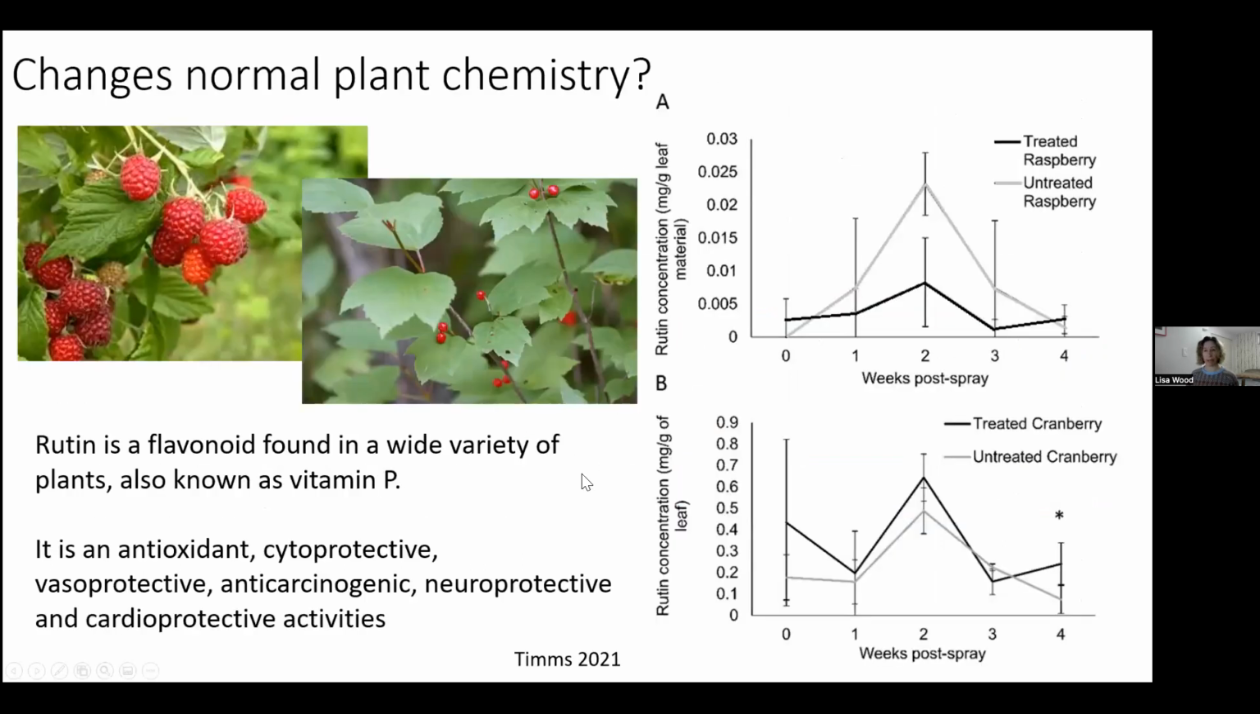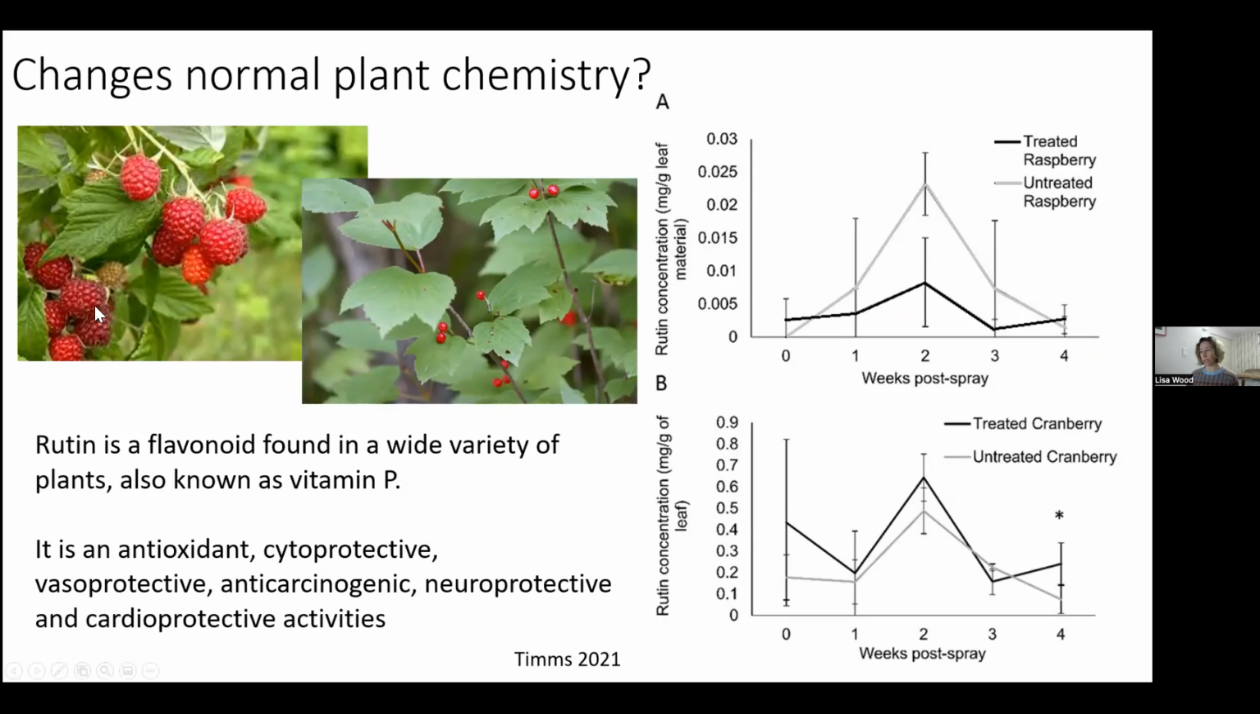What about other plant chemistry? So we know that plants contain all sorts of chemicals, lots of which are used by humans for various purposes. Berries, of course, are a very good source of antioxidants. So we wanted to know a little bit about how glyphosate might be affecting the internal chemistry of plants.